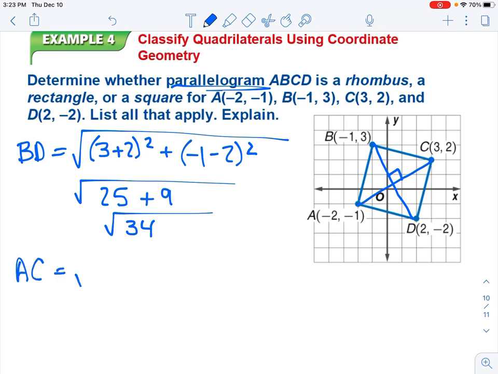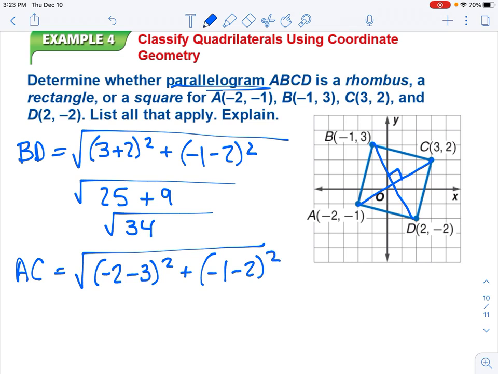Then I'll find my distance of my other diagonal. Now you will have some like this on your homework. I would suggest drawing a sketch of a coordinate plane, so that way you know which 2 points to pair up as your diagonal.